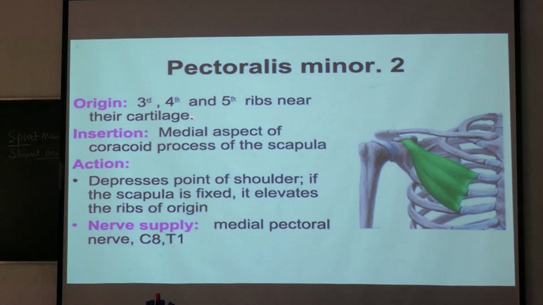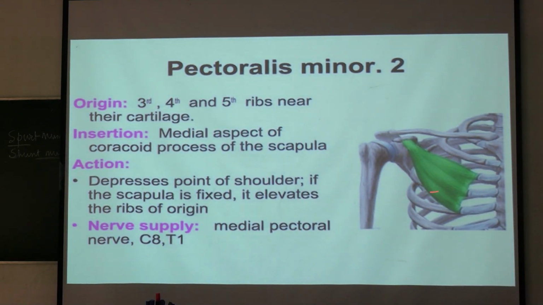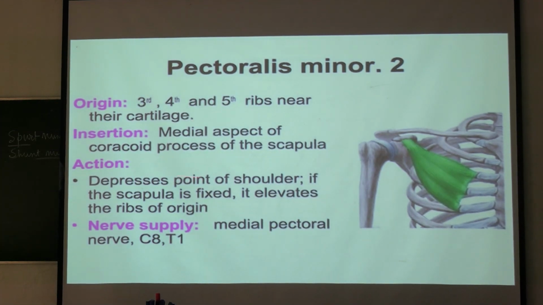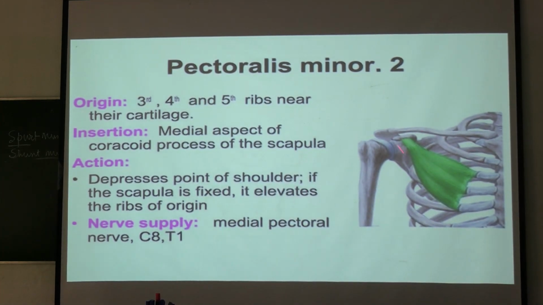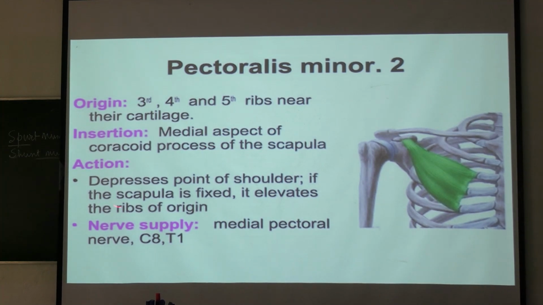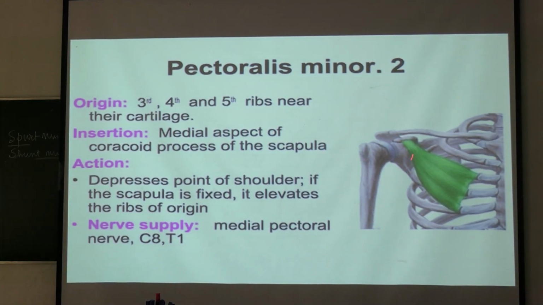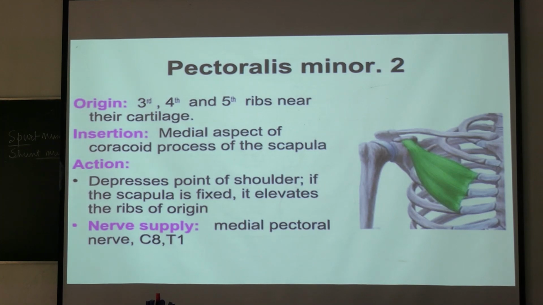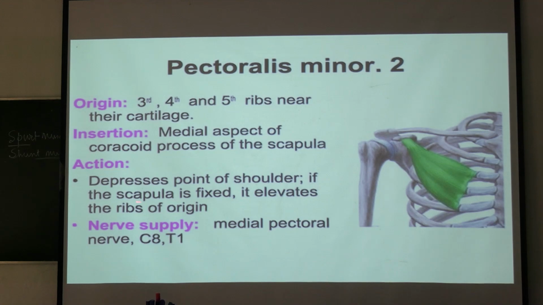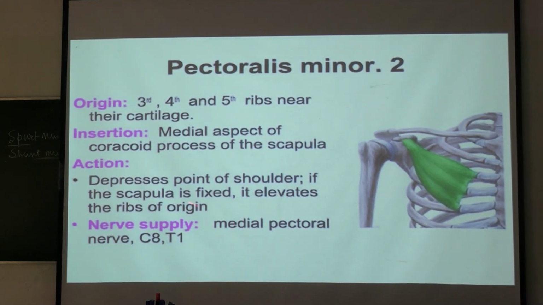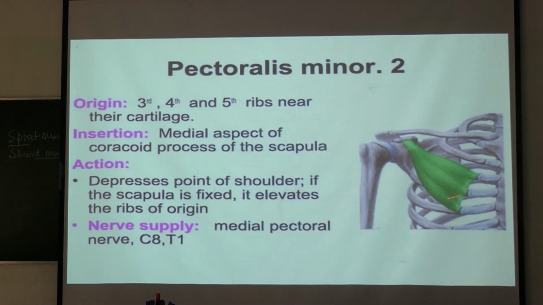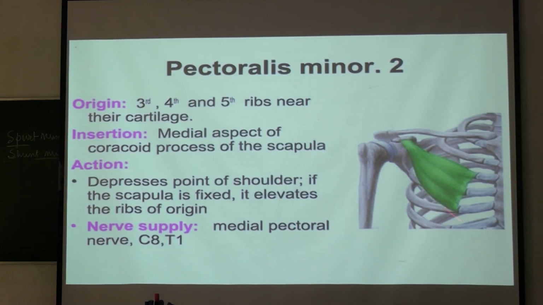Origin is from the 3rd, 4th and 5th ribs near their cartilages. These are the cartilages and these are the ribs. Insertion is into the medial aspect of the coracoid process of the scapula. Action: it depresses the point of the shoulder. It pulls the scapula downward, so it will depress the point of the shoulder. If the scapula is fixed, it elevates the ribs of origin. If it acts from here, it will elevate the ribs.